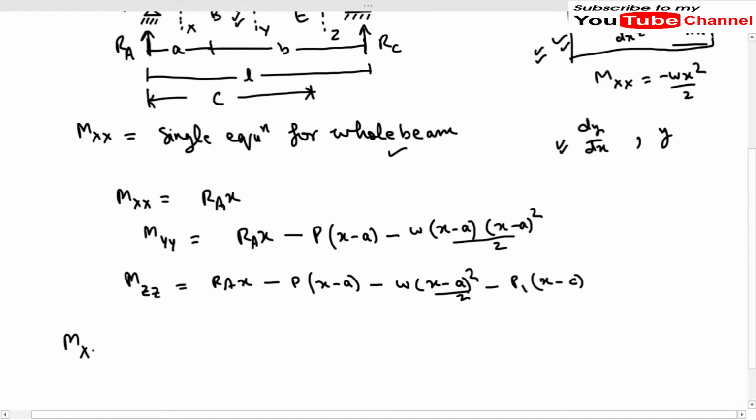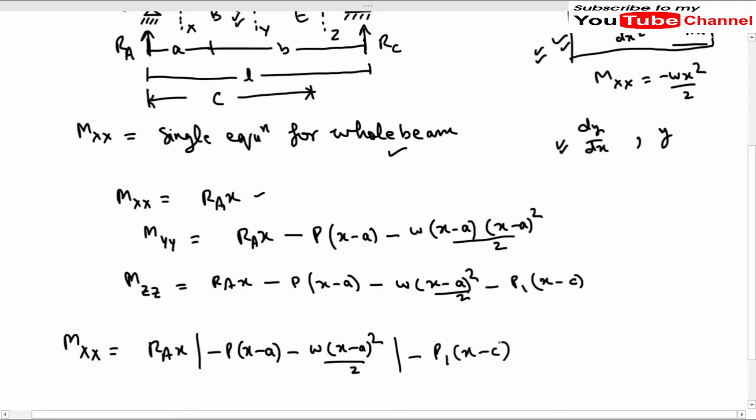So let us write Mxx. First of all we will write this equation. So Rax, and let me write the whole equation first, then I will illustrate it to you. The other term will be minus P(x minus a), minus w(x minus a) whole square by 2. And again we will have a minus P1(x minus c). So in this way we have to write this equation, which is a single equation containing all the important terms. Now we will understand how we are going to write this equation.